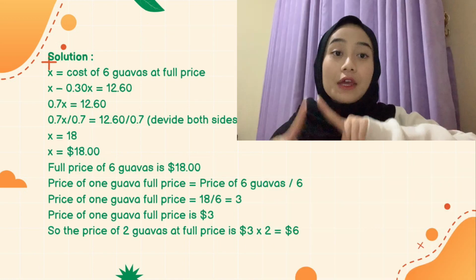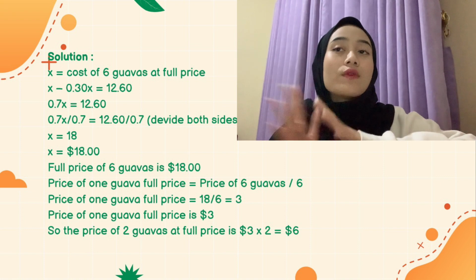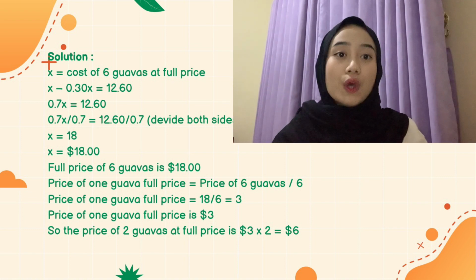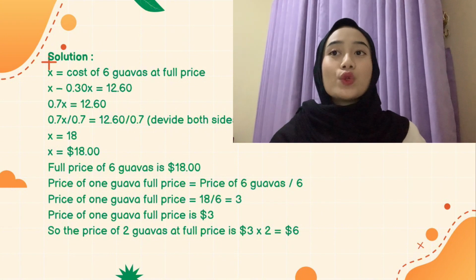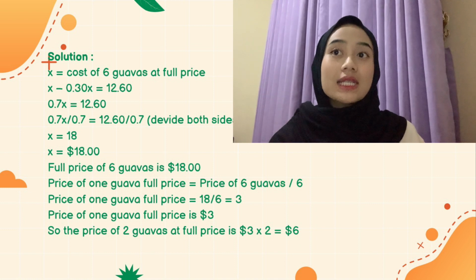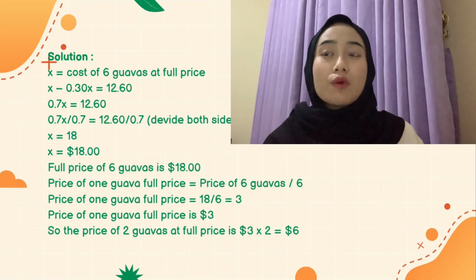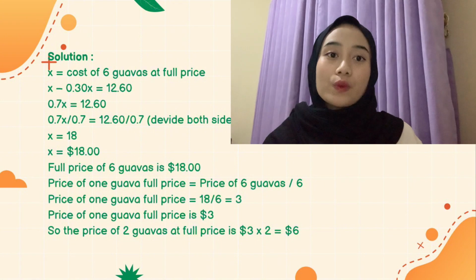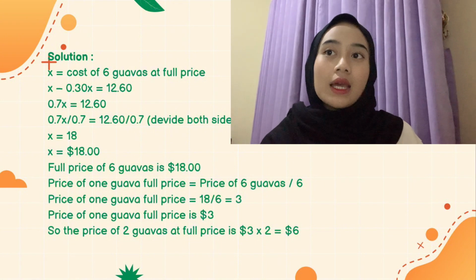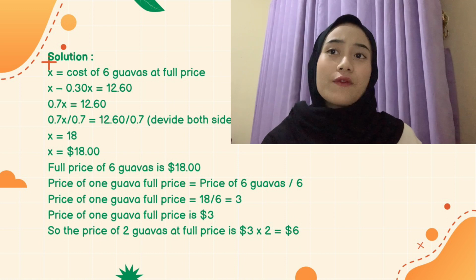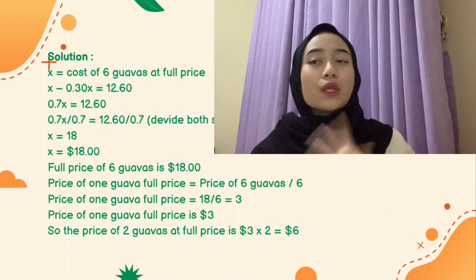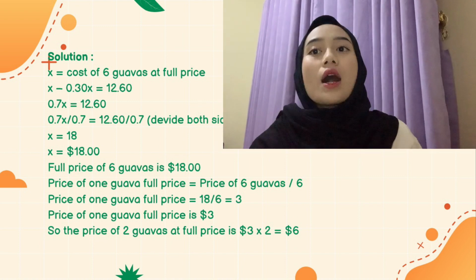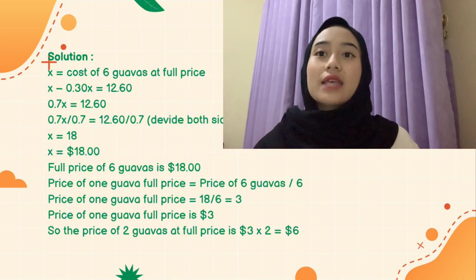And the solution: if x is the cost of 6 guavas at full price, then x minus 0.30x equals 12.60, and divided both sides by 0.7. So 0.7x divided by 0.7 equals 12.60 divided by 0.7. So x equals 18, and the value of x is $18. So the full price of 6 guavas is $18.